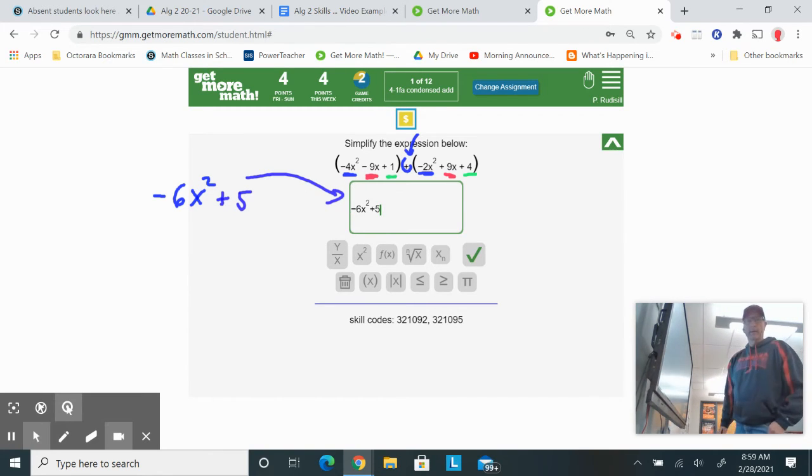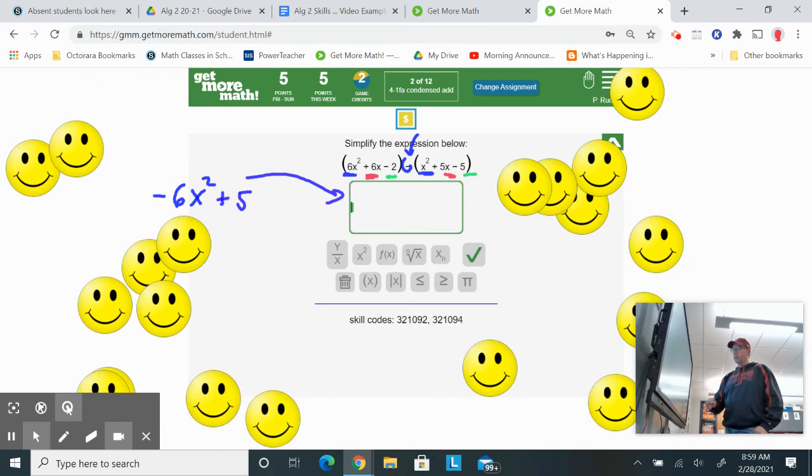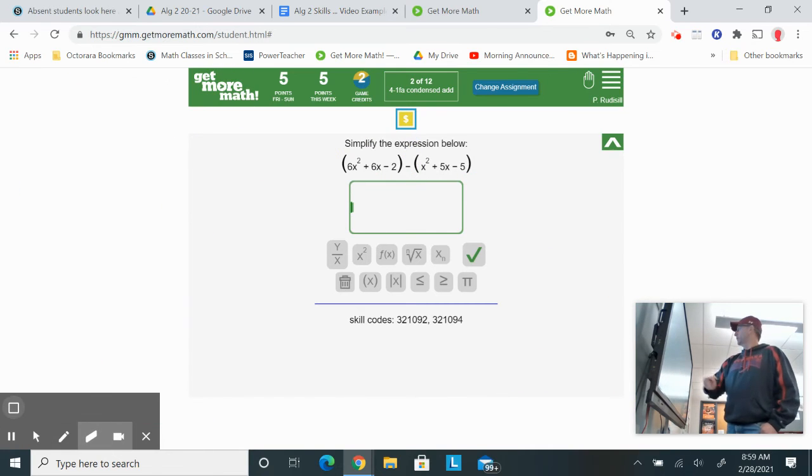All right, double check my answer, make sure I have everything I need. Sometimes I might forget to put my variable in there, sometimes I might forget the negative. And of course, sometimes the exponent gets goofed up. So double check before you hit the green check. Looking good. Let's do another one.